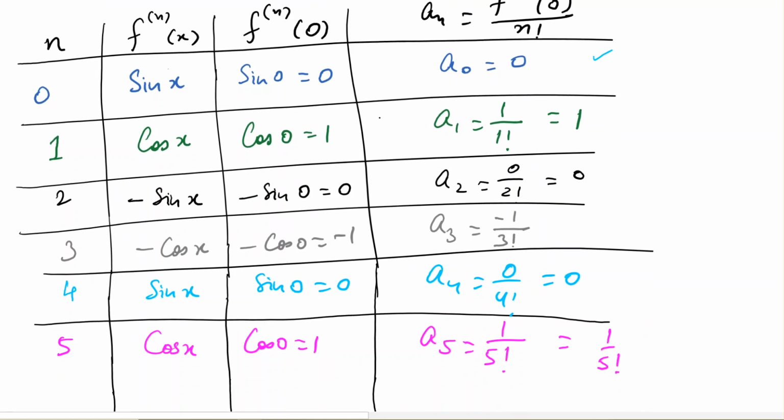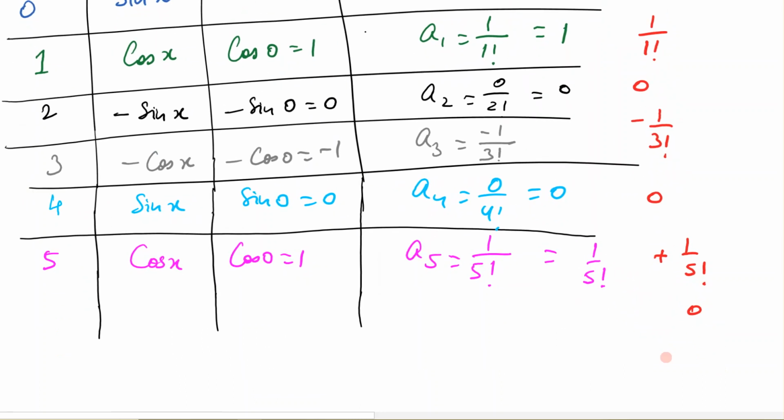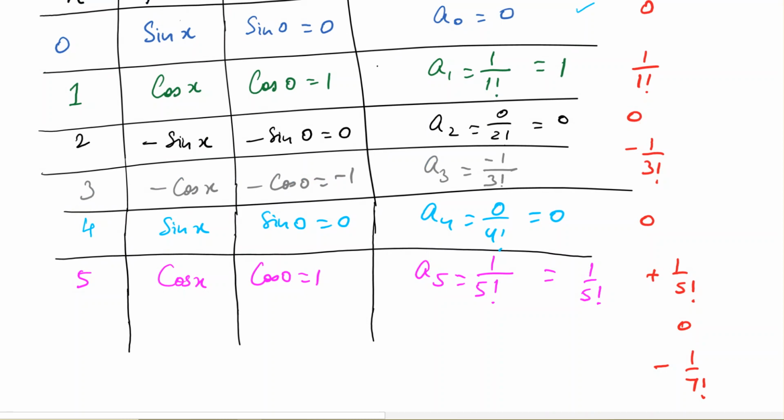If we try to notice the pattern, first we had 0, then we had 1 over 1 factorial, then 0, then negative 1 over 3 factorial, then 0, then positive 1 over 5 factorial. Next we're going to get 0, and then we're going to get negative 1 over 7 factorial. So we are getting alternating positive and negative signs, and we are getting all the odd factorials, 1 factorial, 3 factorial, 5 factorial, 7 factorial, and all the terms with even factorials are 0.